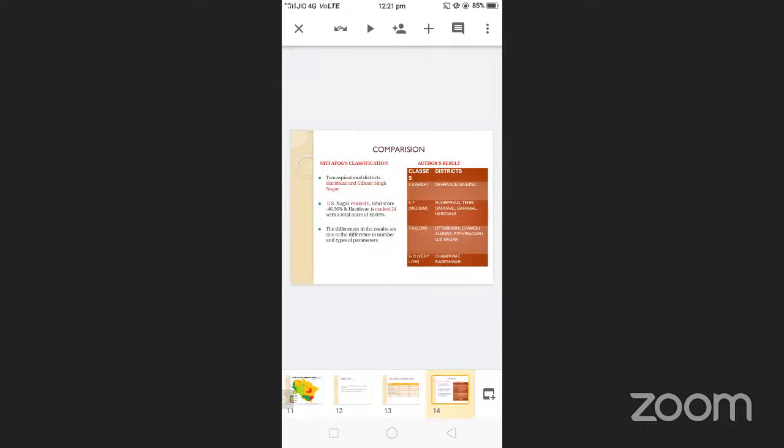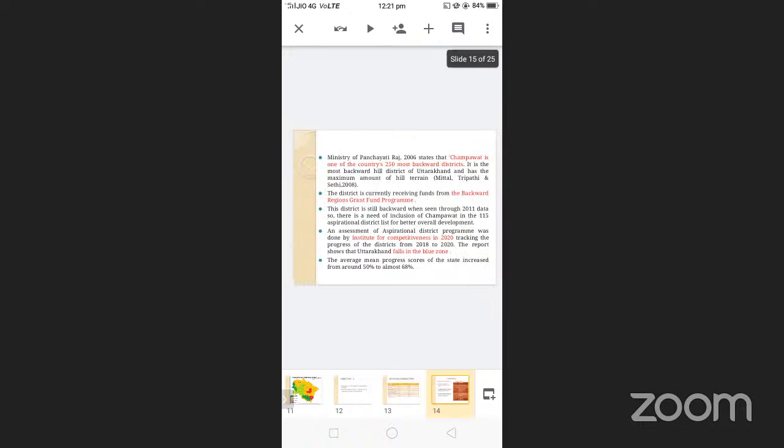As can be seen, there are 2 districts of Uttarakhand which fall in the aspirational districts by Niti Aayog, namely Haridwar and Udham Singh Nagar. Udham Singh Nagar got rank 6 with total score of 46.36%, and Haridwar is ranked 24. However, as shown in the table on the right hand side, the 2 most backward districts by the author's classification were Champawat and Bageshwar. The difference in the result between the Niti Aayog and the author's classification is due to the number and the types of parameters.